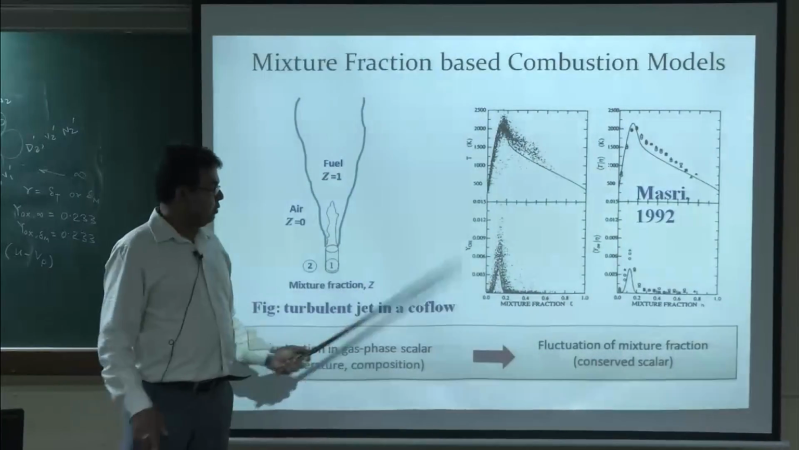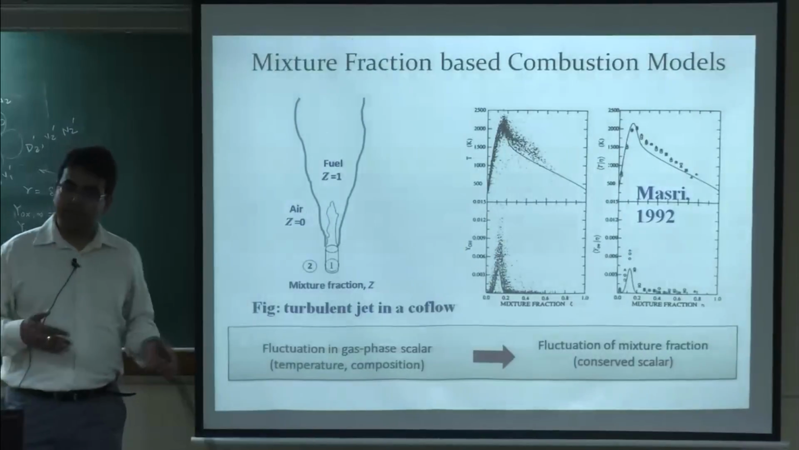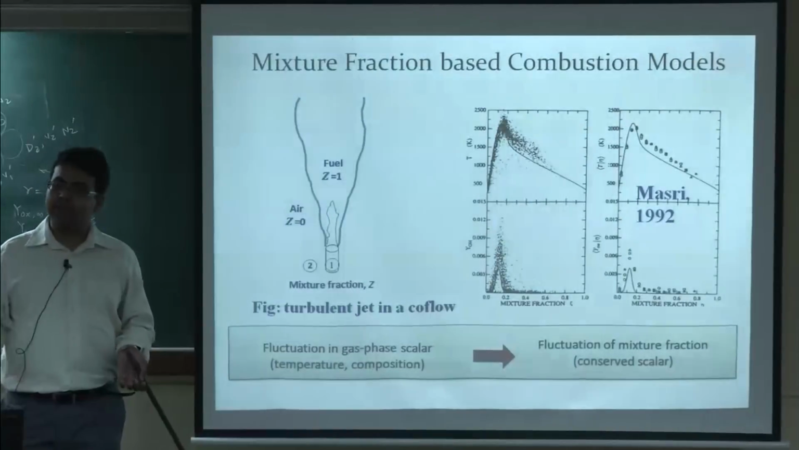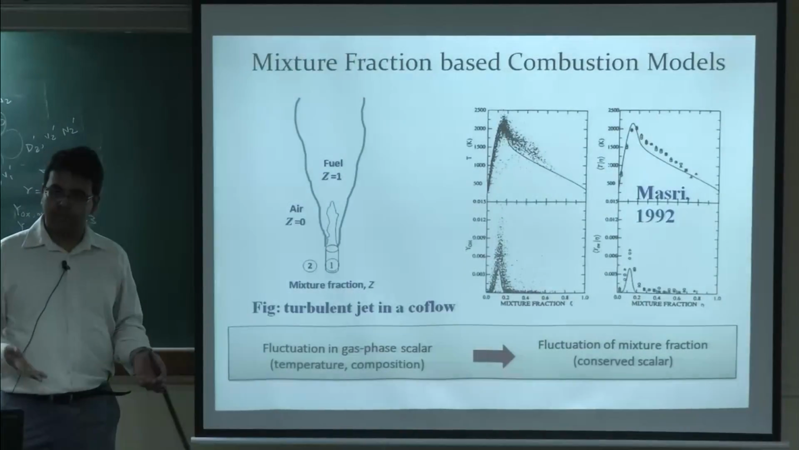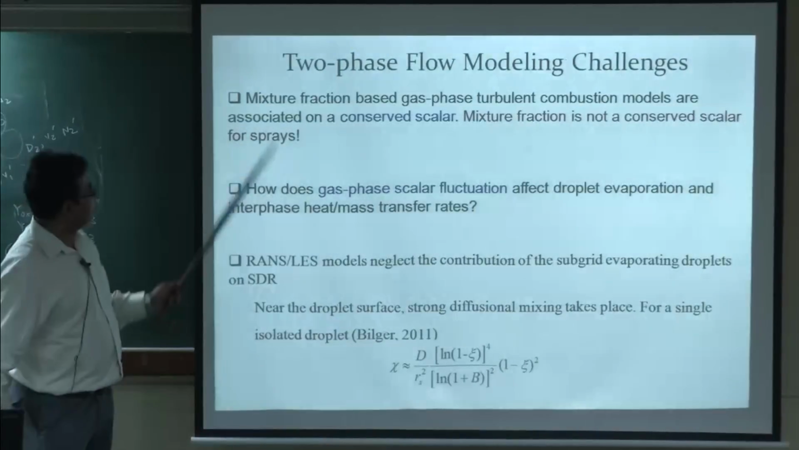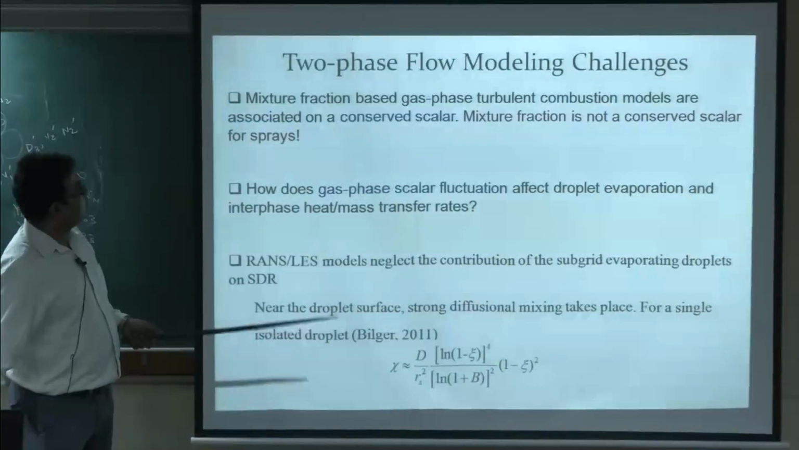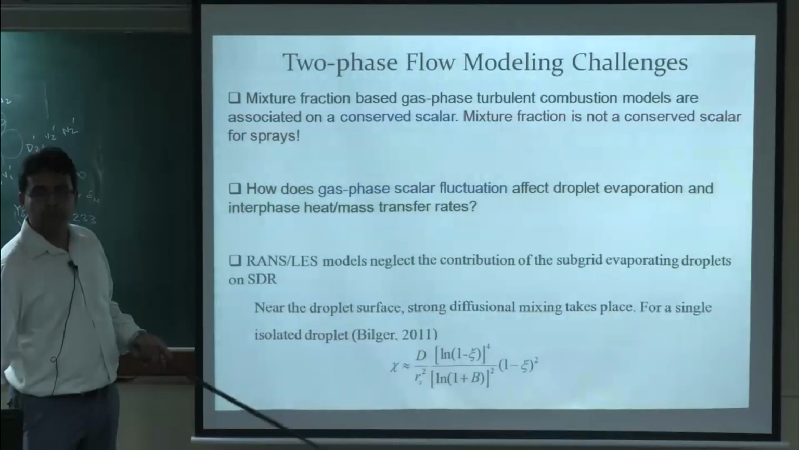Okay. So that is the beginning of the presumed PDF approach, where we are trying to link the fluctuation of the scalars with the fluctuation of a single conserved scalar, right, and that is how we are simplifying. So we have seen that already. But here the question is that the mixture fraction is not a conserved quantity, okay, for sprays. So what do you do?